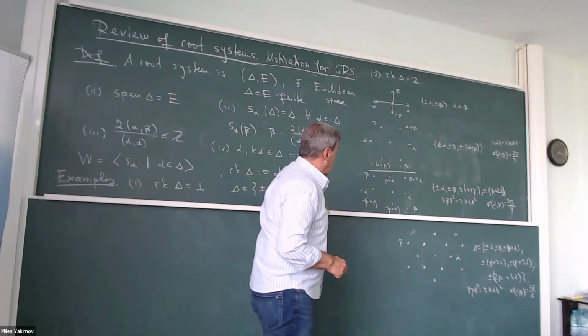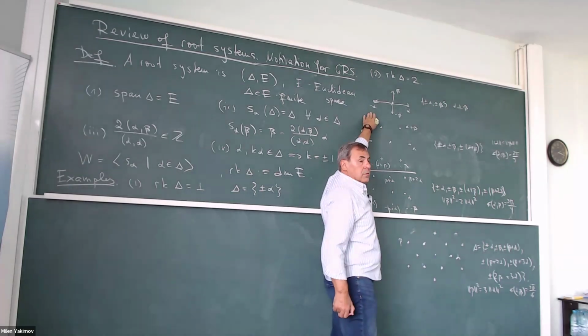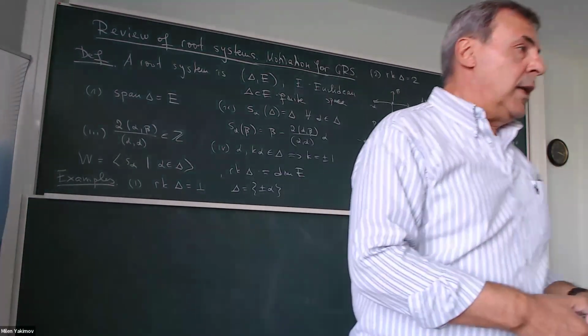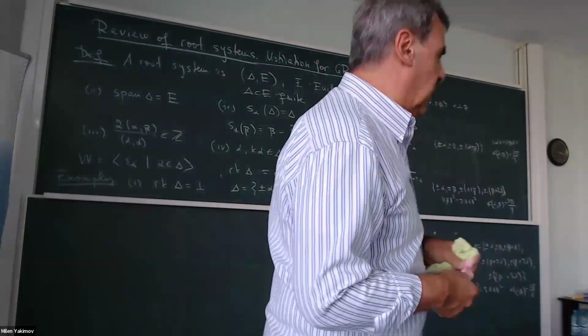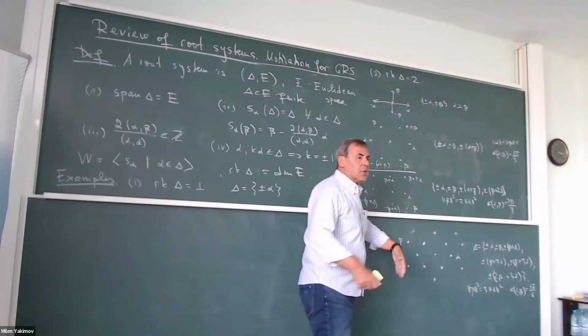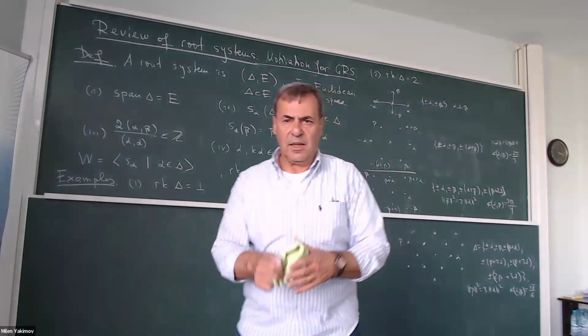In some sense, this is a whole family because there is no relationship between the lengths of alpha and beta, and these are 3 individual root systems up to scaling the length.